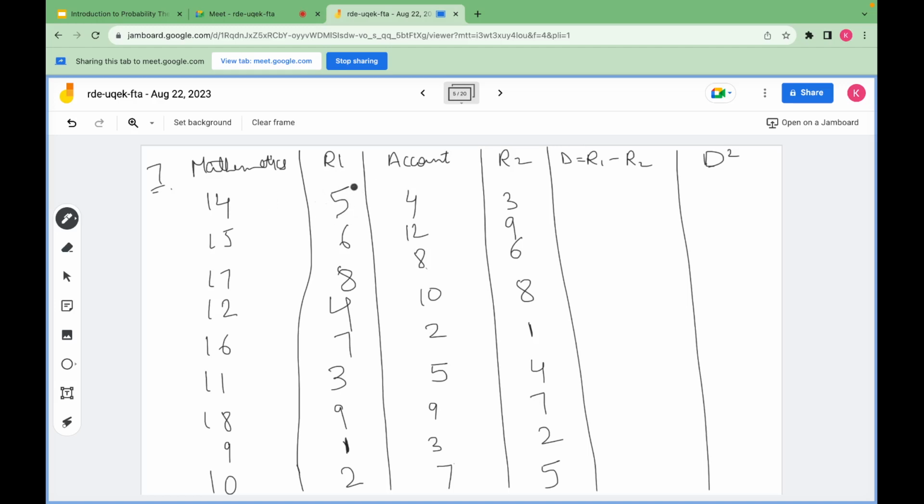The difference in the rank of the first element is 5 minus 3, which is 2. Then we do it for all the elements. Then 6 minus 9 is minus 3. 8 minus 6, 2. 4 minus 8, minus 4. 7 minus 1, 6. 3 minus 4, minus 1. 9 minus 7, 2. 1 minus 2, minus 1. 2 minus 5, minus 3. Then we take the square of these values. This will be 4, 9, 4, 16, 36, 1, 4, 1, 9.